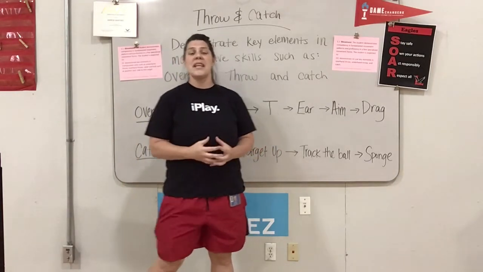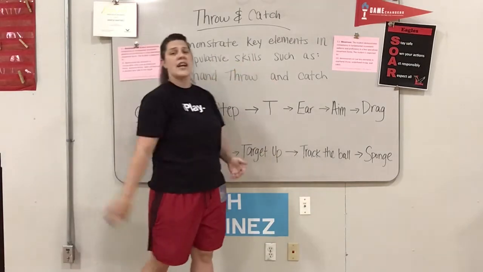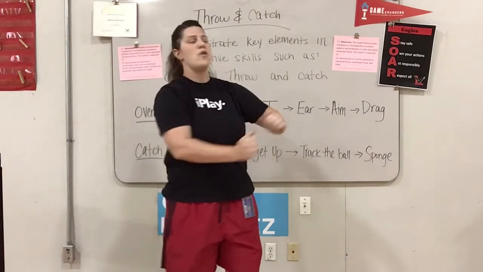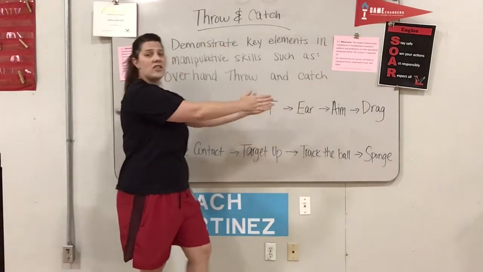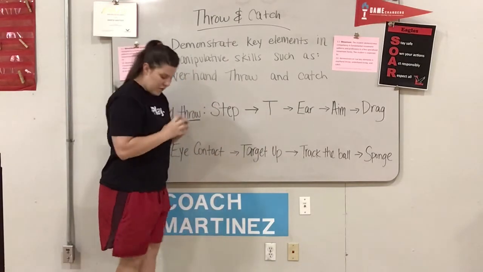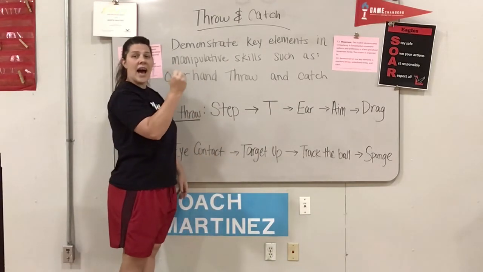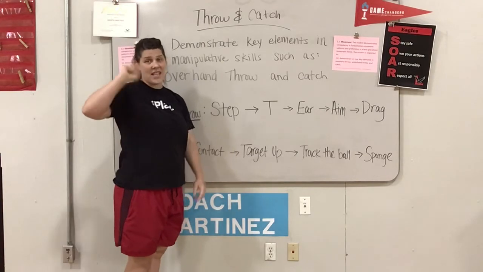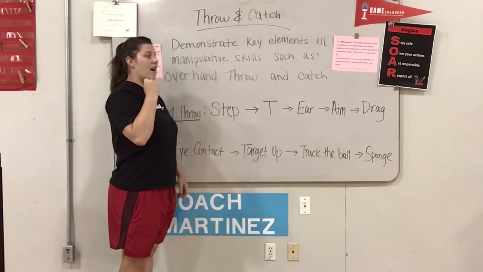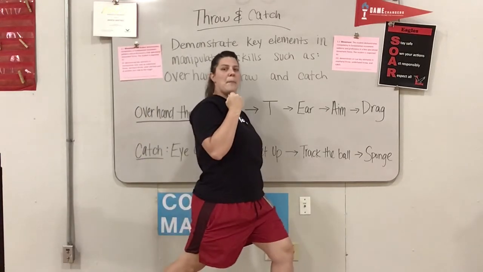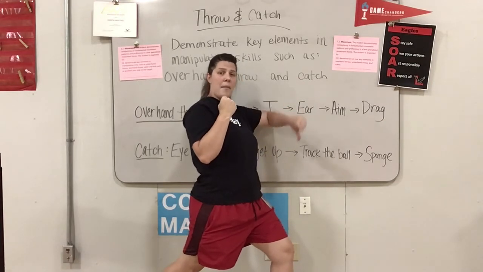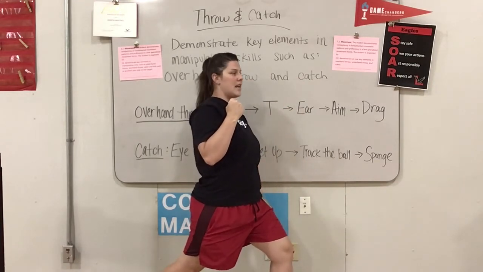Now, I want you to pretend that you have a target ahead of you. It could be straight ahead of you or off to the side. I'll do the side target first. Two feet start together. Pretend you have the item in your dominant hand. That's the hand that you write with.